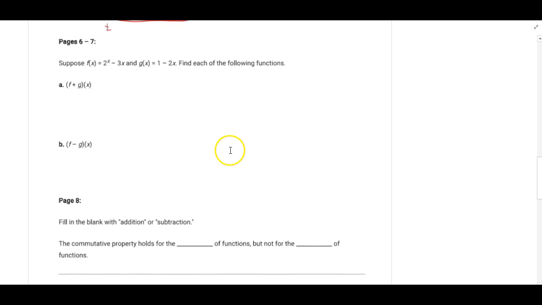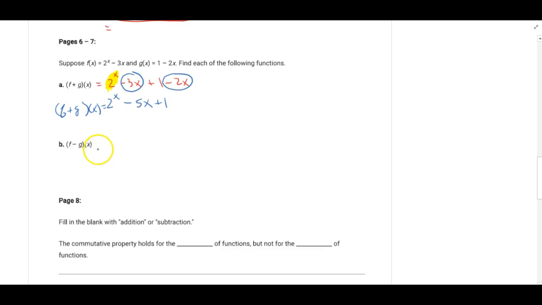Okay, this one here, when I do f plus g of x, right, I'm going to add them together, so I get 2 to the x minus 3x plus 1 minus 2x. Remember, this is 2 to the x power. It is not a like term with 2x. So I bring the 2 to the x power down. Then negative 3x minus 2x is going to give me minus 5x, and then plus 1. And that's what you would get when you do f plus g of x.